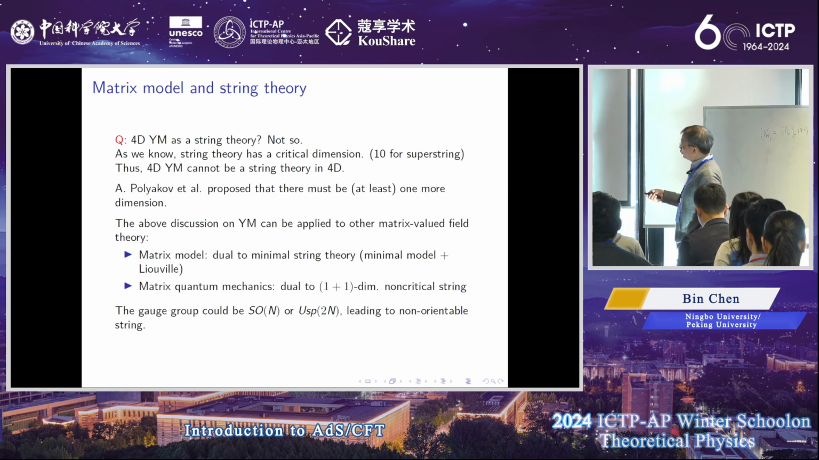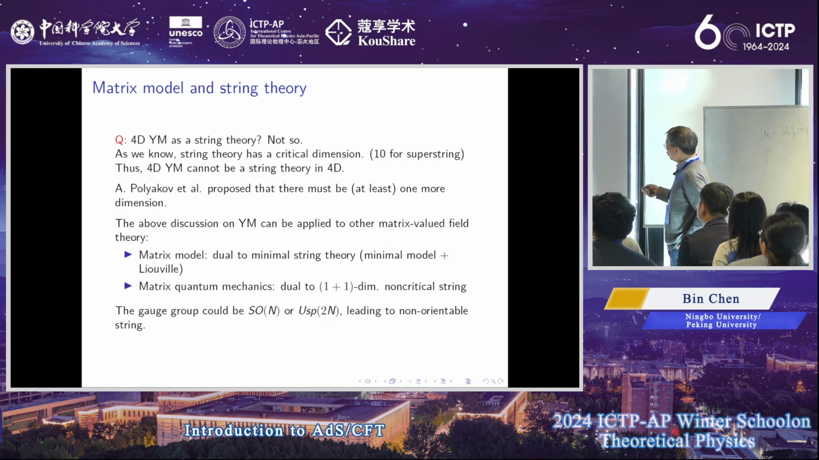Also, if the gauge group is not SU(N) but SO(N) or USp(2N), then the same study will lead you to the non-orientable string. And also in string theory, you will see that it's true. If you study the non-orientable string, the gauge groups SO(N) and USp(2N) will appear.